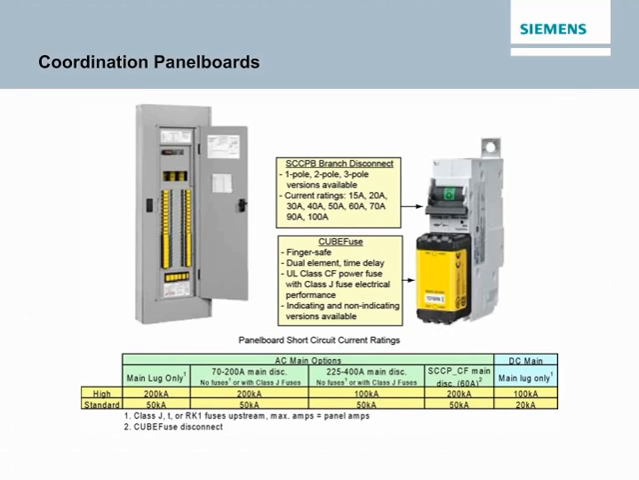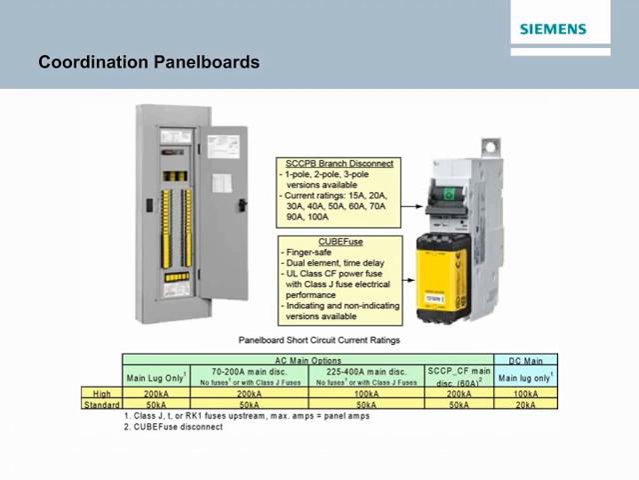Siemens coordination panel boards provide fusible solutions that make it simple and cost-effective to selectively coordinate a fused electrical distribution system. These panel boards are designed to address NEC selective coordination requirements. Selective coordination is a highly desirable design consideration for many businesses because selectively coordinated overcurrent protective devices help to avoid unnecessary blackouts that negatively affect business assets and productivity.